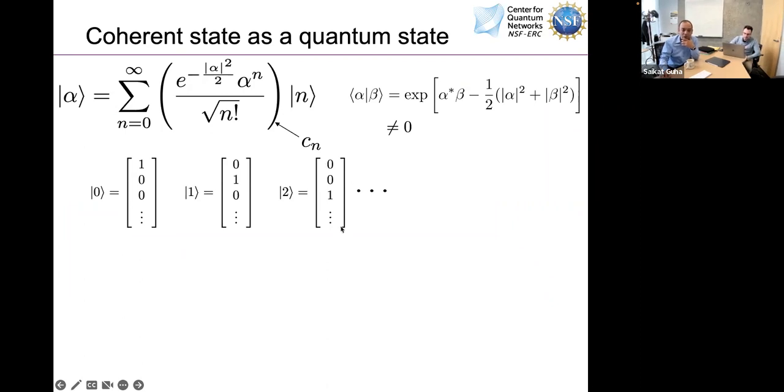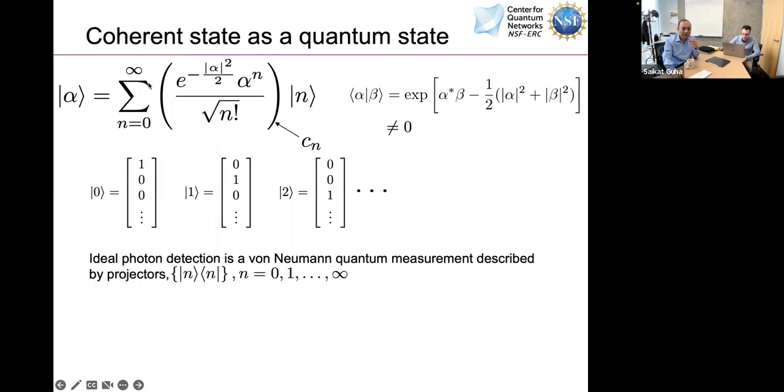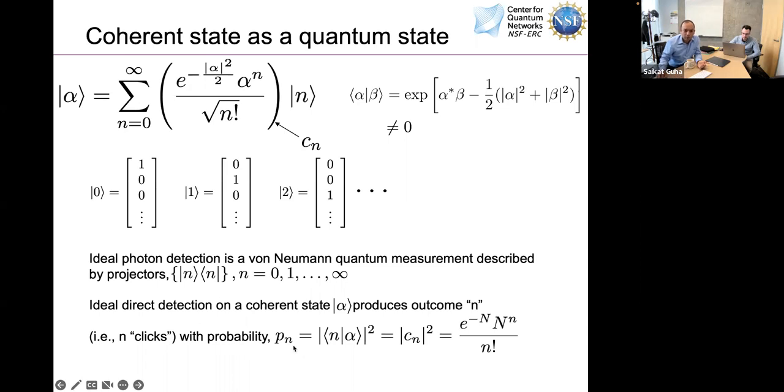And in this language, a coherent state can be written as a superposition of these Fock states, where the coefficients are square roots of the Poisson distribution. So that when I make a measurement, an ideal photon detection, which is simply a one-dimensional projective measurement described by these vectors n, these are your W's, the measurement vectors, you get the Poisson distribution, because the probability of getting the nth outcome is the inner product magnitude squared of alpha with n, which is this Poisson distribution that we saw earlier.